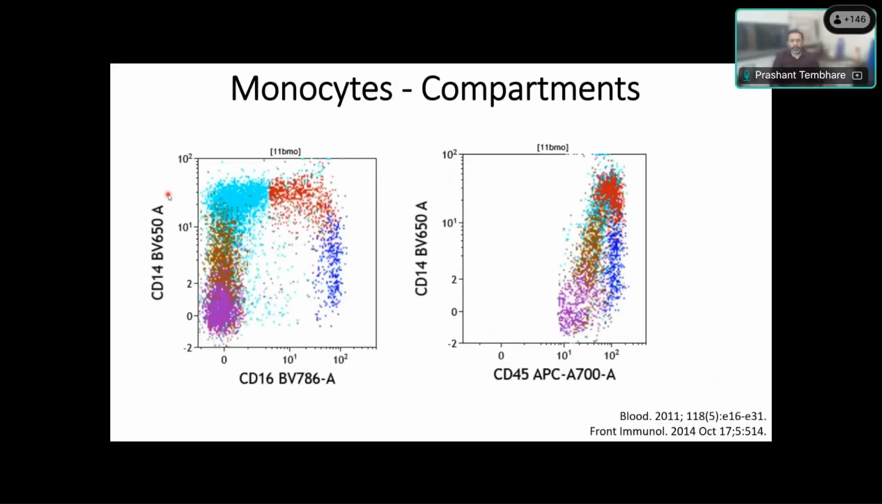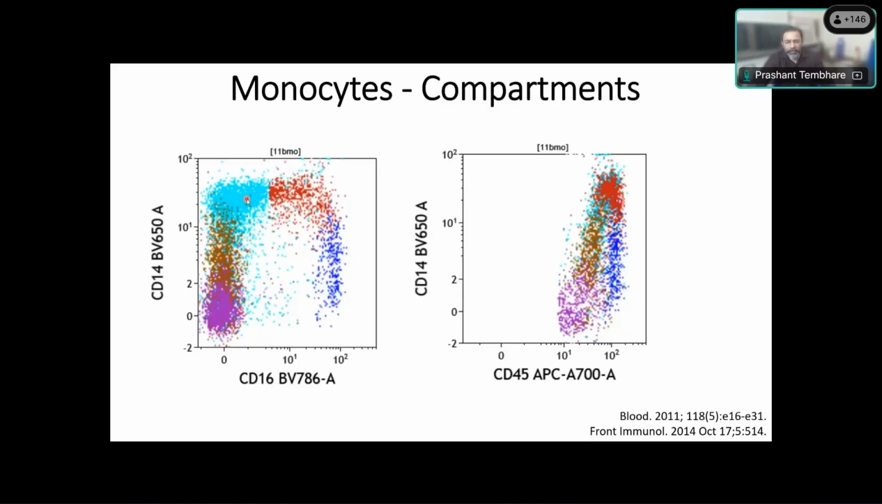Now, one more aspect of monocytic study is to study the compartments of monocyte. These are the compartments of the mature monocyte. If you take mature monocytes, they can be divided into three parts: 1, 2, 3 by using 14 and 16. The part of mature monocyte which is 14 positive and 16 negative is called the classical monocyte.